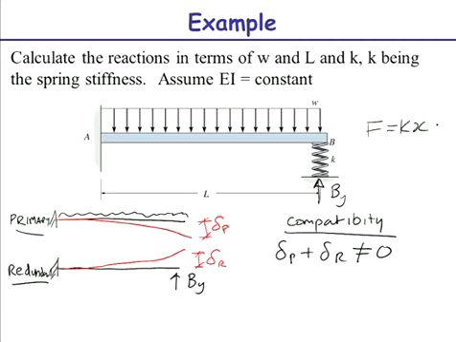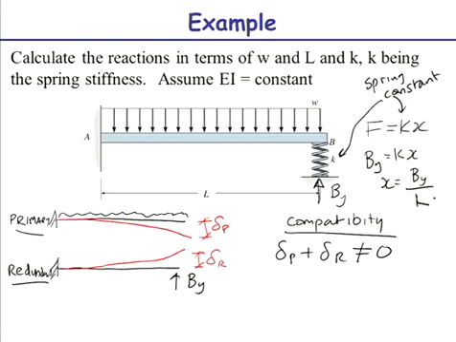Yeah, looks familiar. What is F? F is By. K here, well, that's my spring constant, which you would be given. And X here is the deflection. So my deflection here will be a function of my reaction load divided by K, won't it?